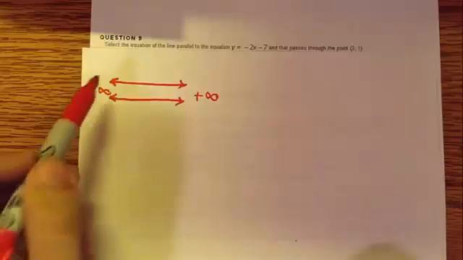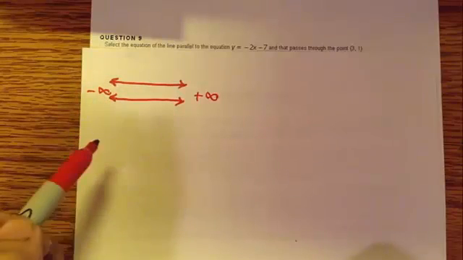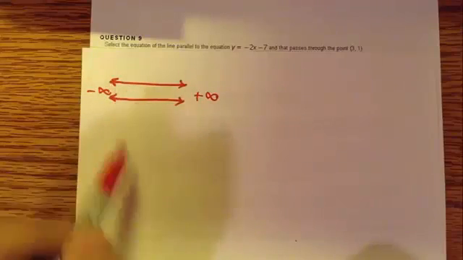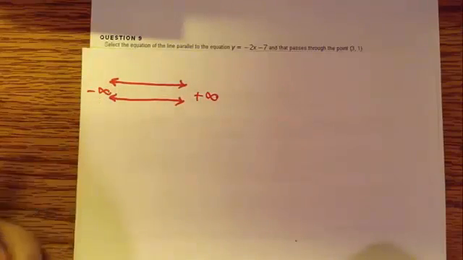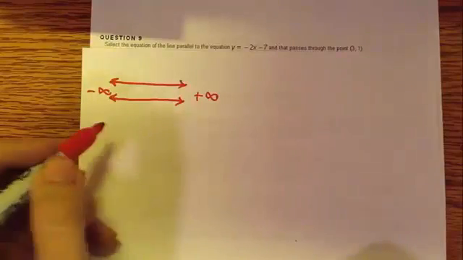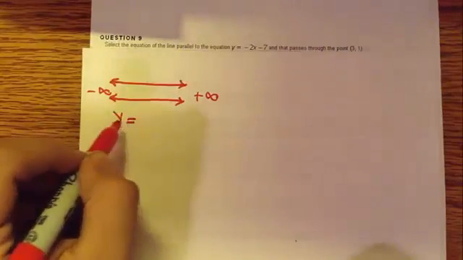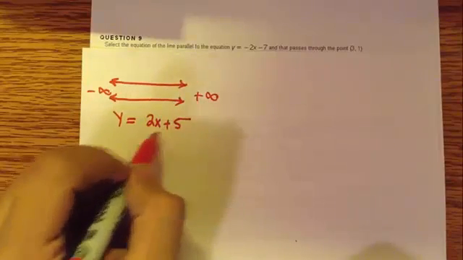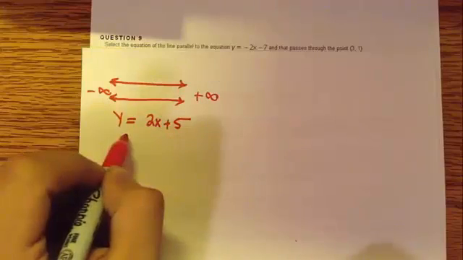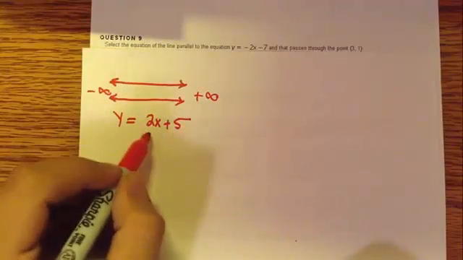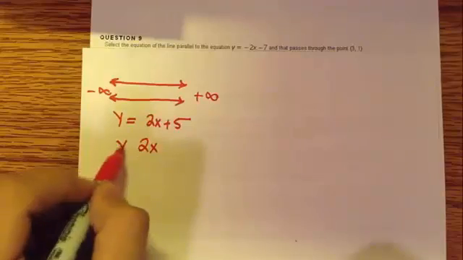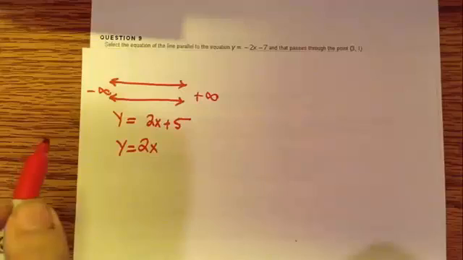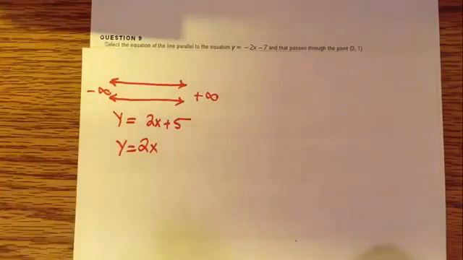Now what's unique about the slope of parallel lines is the fact that the slopes are the same. So you can actually naturally tell that the slopes are the same. Let me give you an example. If we have something like y equals 2x plus 5, and then we want to find the equation that's parallel to this line, we can ultimately say that the slope is just going to be 2x. So y equals 2x. So the slopes of parallel lines are always going to be the same.